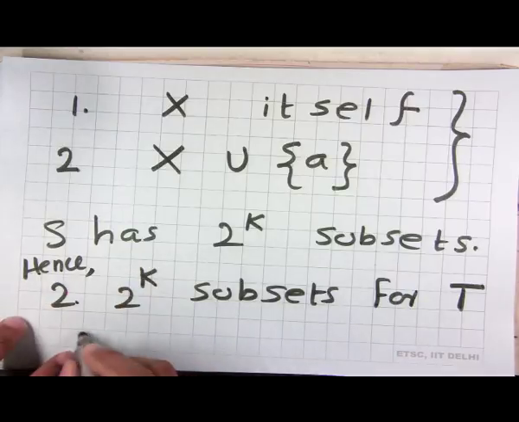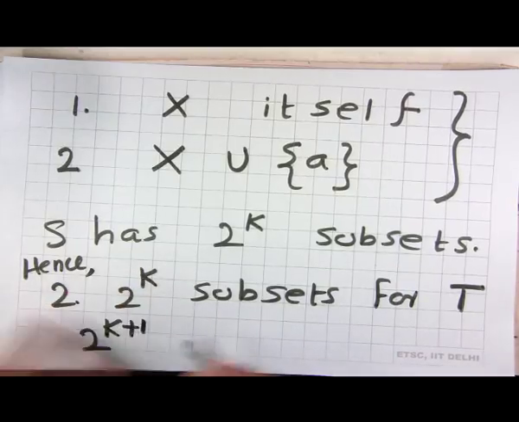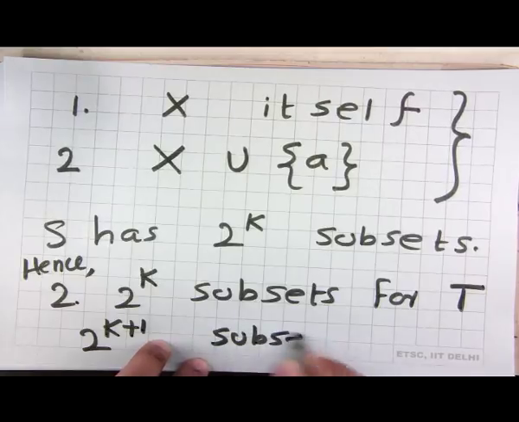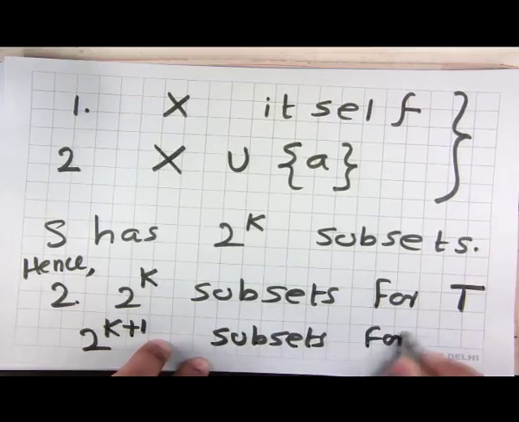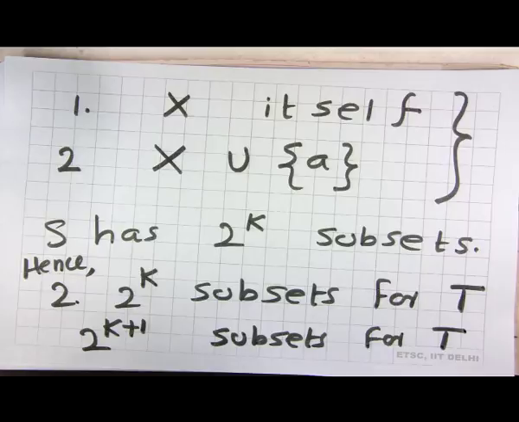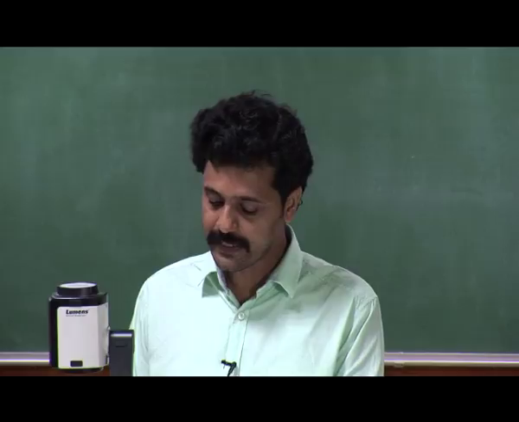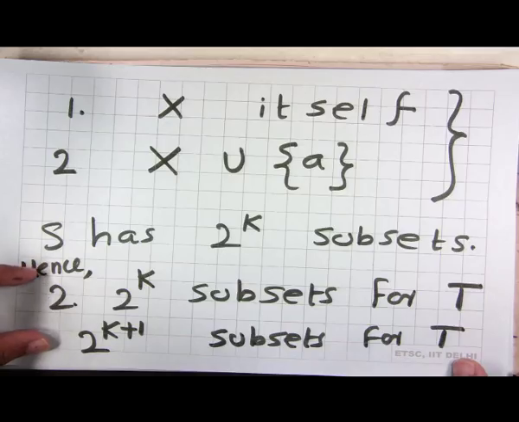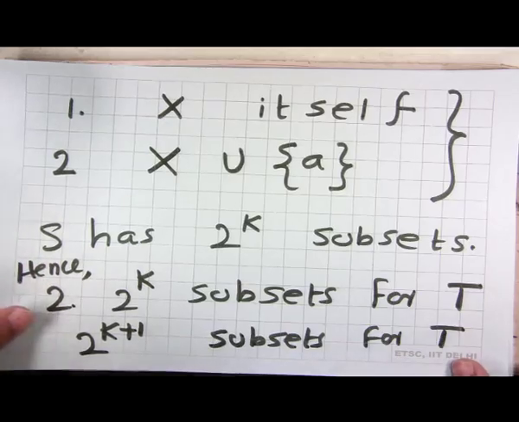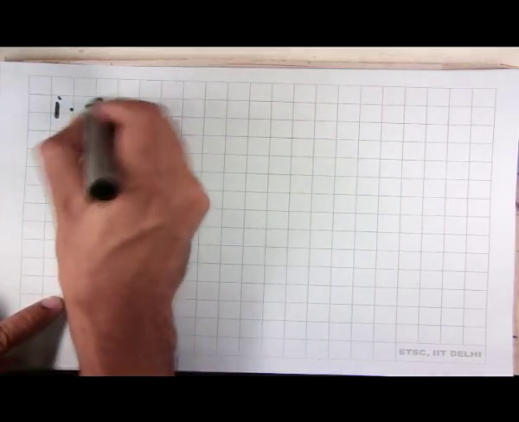Which is 2 power k plus 1 subsets for T. And as I remarked earlier, these are the only possible way in which you can construct subsets for T. Thus, if you start with a set with k plus 1 elements, we can create 2 power k plus 1 subsets for that set, proving P of k plus 1 is true.